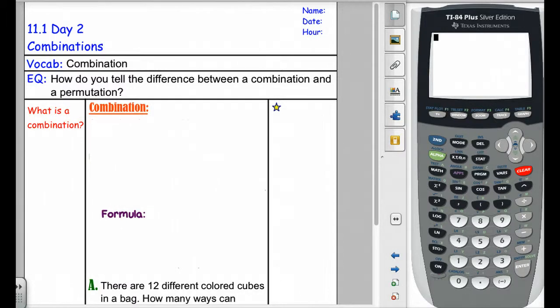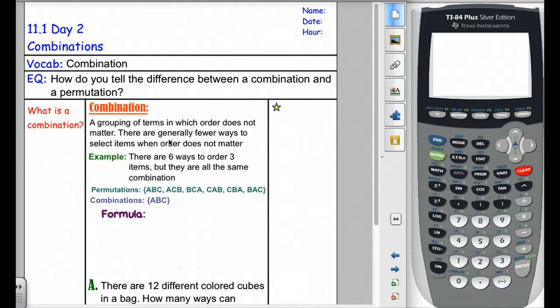Yesterday, as we started chapter 11, our focus was on the fundamental counting principle, factorials, tree diagrams, and permutations. Today we switch gears and look at combinations. A combination is a grouping of terms in which the order does not matter, whereas yesterday with a permutation, order did matter. There are generally going to be fewer ways to select items when order does not matter.